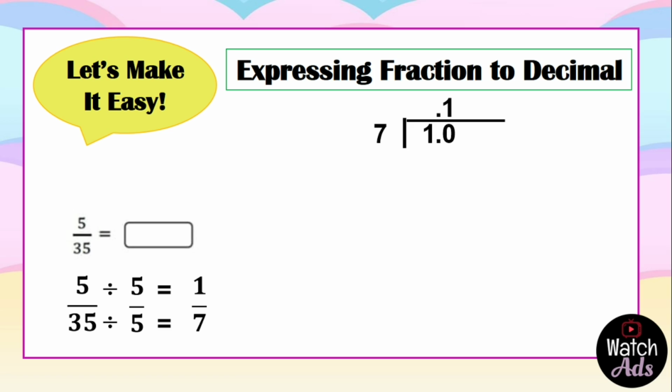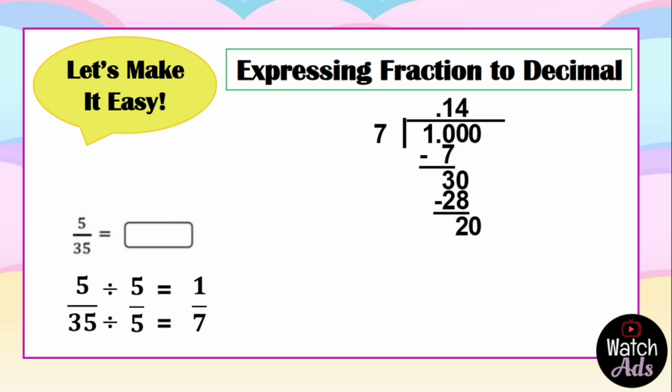10 divided by 7 is 1. 7, we have the difference 3. Affix another 0. 30 divided by 7 is 4. 28, the difference is 2. Now, can you imagine if we are dividing 5 divided by 35, 35 being the divisor? I think that will take us a lot of time. Yes, we will achieve the same answer, but it will consume a lot of time as compared to 1 and 7. Now let's continue.